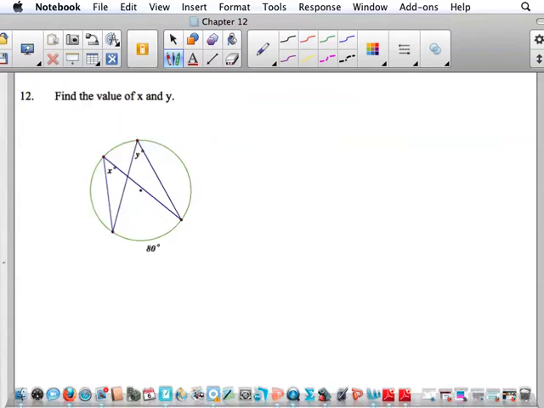Finally, number 12, if two angles share an arc, as x and y do, then they are equal, and they are 1/2 the arc measure, which is 40.